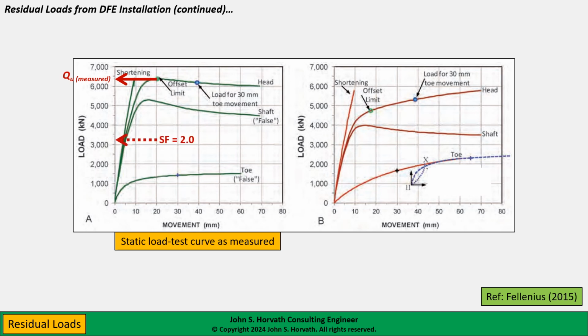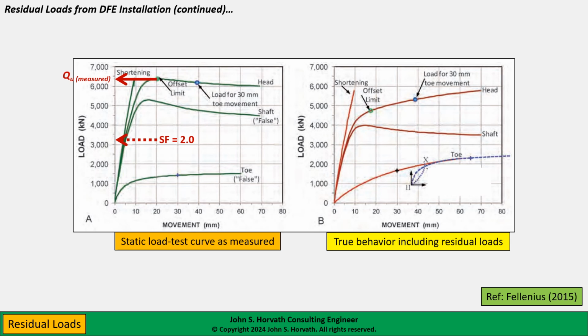Now, if we were to use a safety factor of 2 against this interpreted geotechnical failure load, we might conclude that the allowable load or maximum service load on this DFE was about 3,200 kilonewtons.